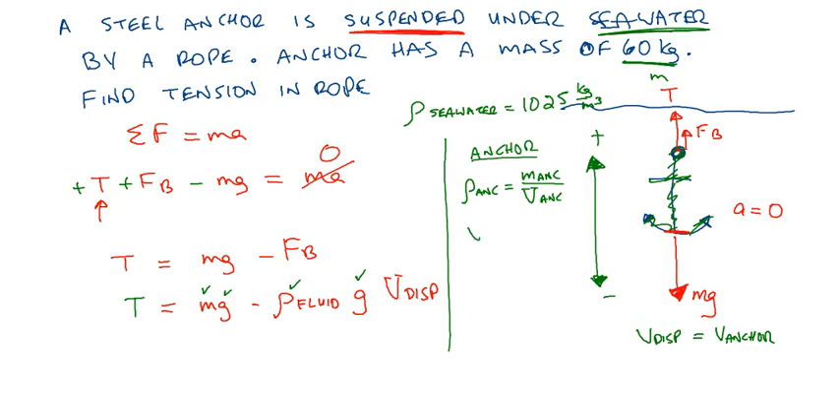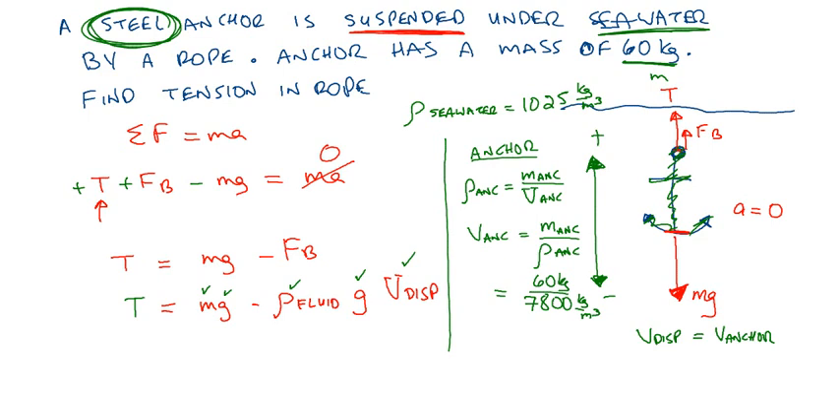Do a swappy thing here. The volume of the anchor is equal to the mass of the anchor divided by the density of the anchor. The mass of the anchor was 60 kilograms. The density of the anchor, well, they told me it was steel, right? So I've got to go to the table and look up the density of steel, but I believe that was 7,800 kilograms per cubic meter, and see how I can get the volume of the anchor. I have this number now.